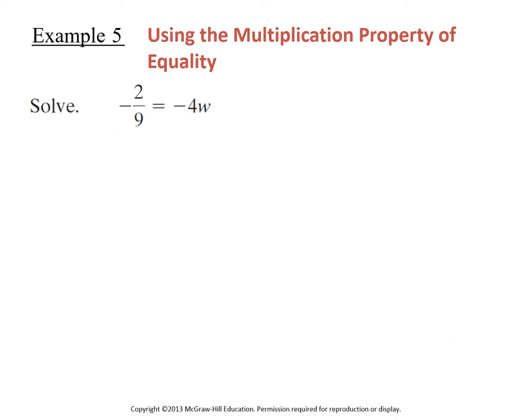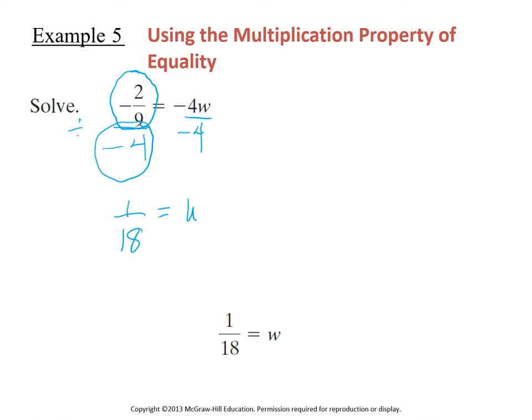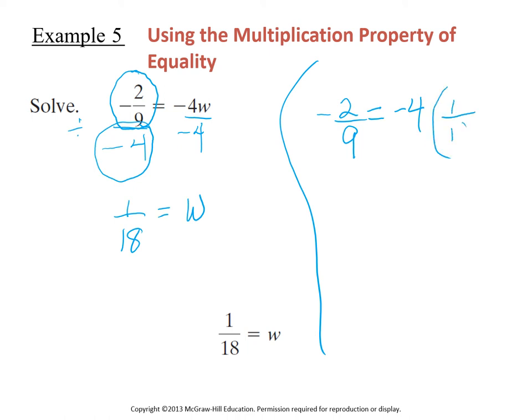Another coefficient to eliminate, I'm going to divide both sides of this equation by the coefficient negative 4. So this is negative 2/9 divided by negative 4. And we get 1/18 equals w. Checking the solution, negative 2/9 equals negative 4 times 1/18. So negative 2/9 equals negative 2/9.